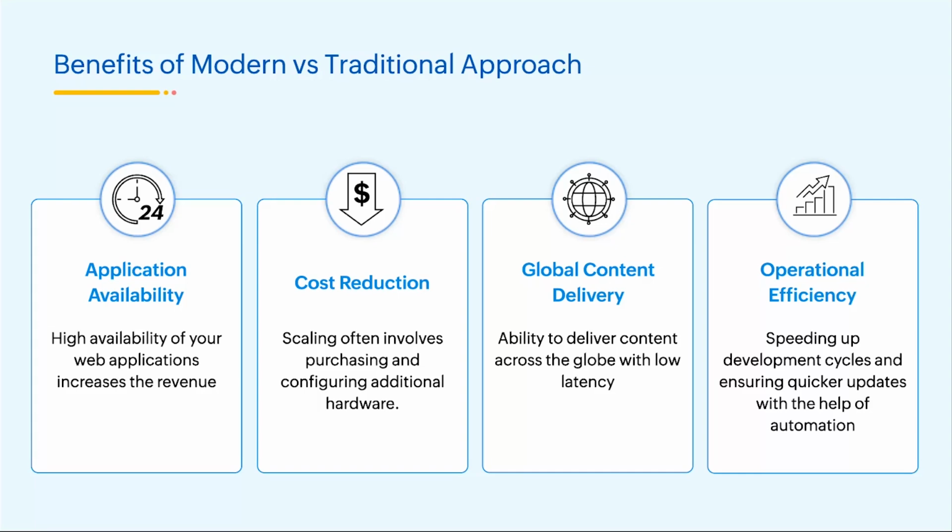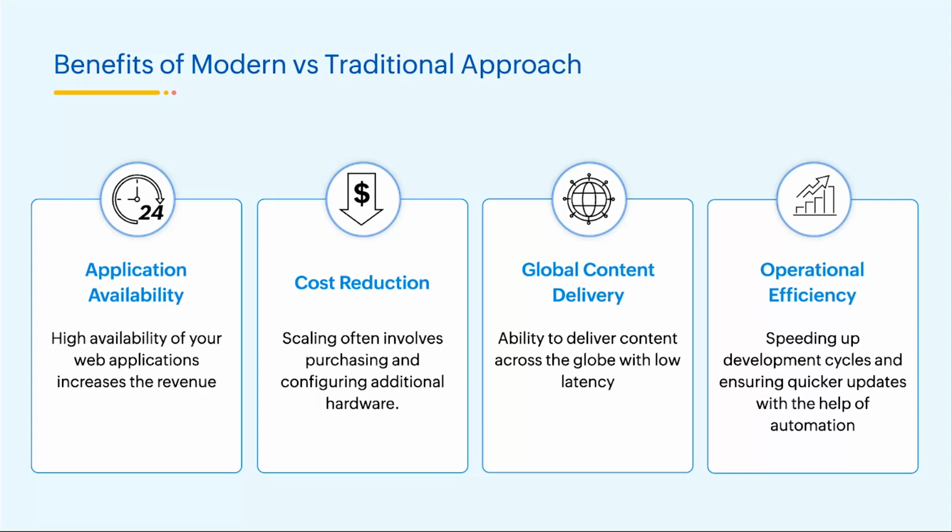Also, content delivery in traditional models was often restricted to a specific location or a data center. So that resulted in latency and slower performance for users in different regions. Whereas today, the use of content delivery networks, or CDNs, and edge computing ensure faster and more reliable content delivery on a global scale. So cloud services distribute content across multiple servers worldwide, reducing latency and improving performance across all the regions.